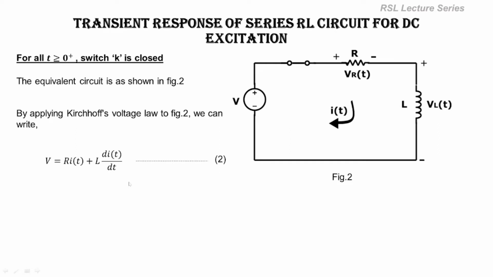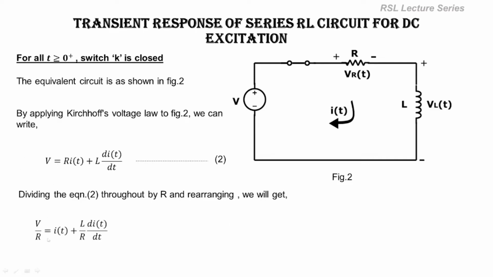Our aim is to find out the value of i(t), that is, the transient response of the DC series RL circuit. Now we are going to divide equation number 2 by R and rearrange it. If we divide by R, we get V by R is equal to i(t) plus L by R into di(t) by dt, because R and R get cancelled. This can be written as L by R into di(t) by dt is equal to V by R minus i(t). So this is equation number 3.